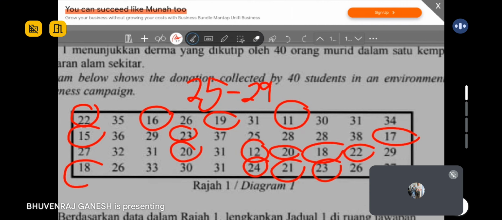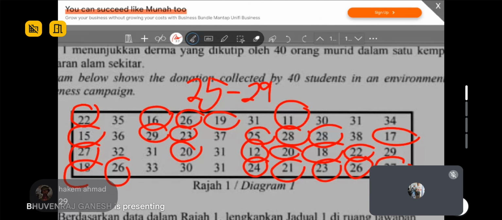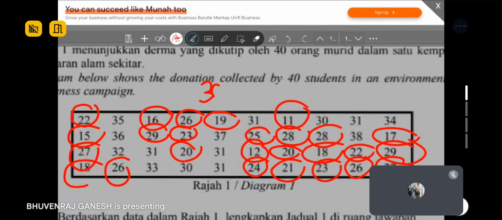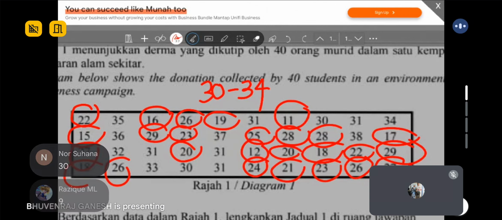Jawapan dia 10. Okay, so you see 1 and then 2, 3, 4, 5, 6, 7, 8, 9. Okay? Sorry. How come 9? Oh yeah, 10. Sorry, 10. Okay, 10. Okay, guys? Correct. Okay, next one. 30 to 34, guys. 30 sampai 34. How many number you have? Yeah. Berapa nombor, guys?